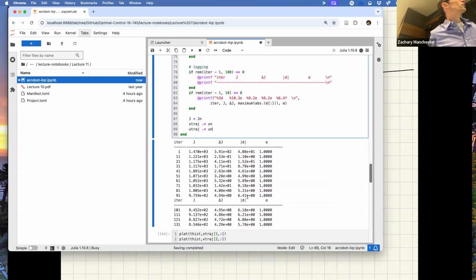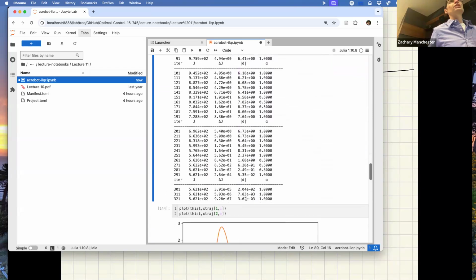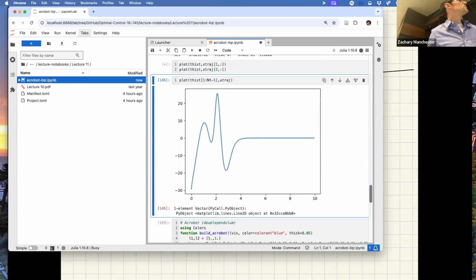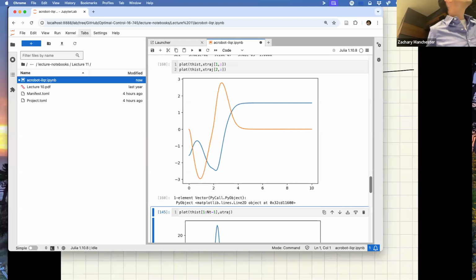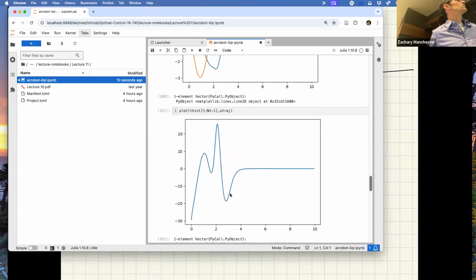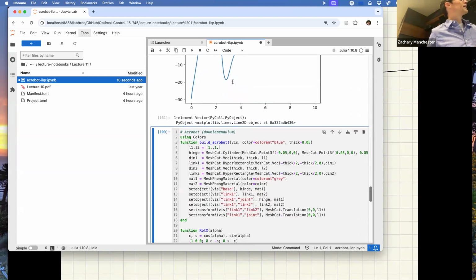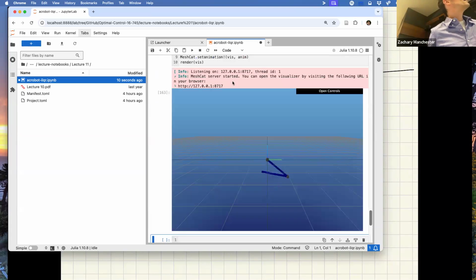There it goes. So yeah, here we go. We're going to solve it. Takes like 300-ish iterations. And what comes out is this cool looking double pump move. So this is the U's. These are the angles, the joint angles. And then we can animate this and watch it. Pretty slick.